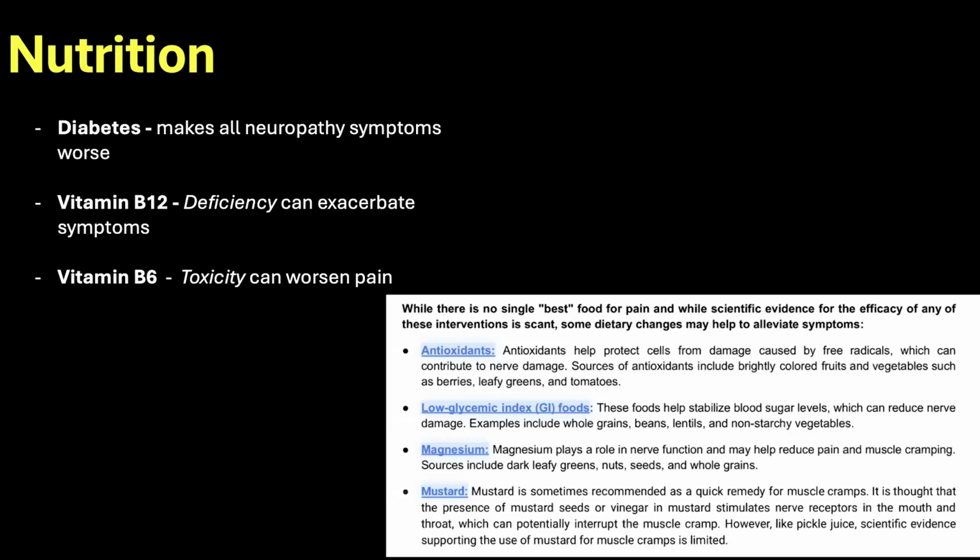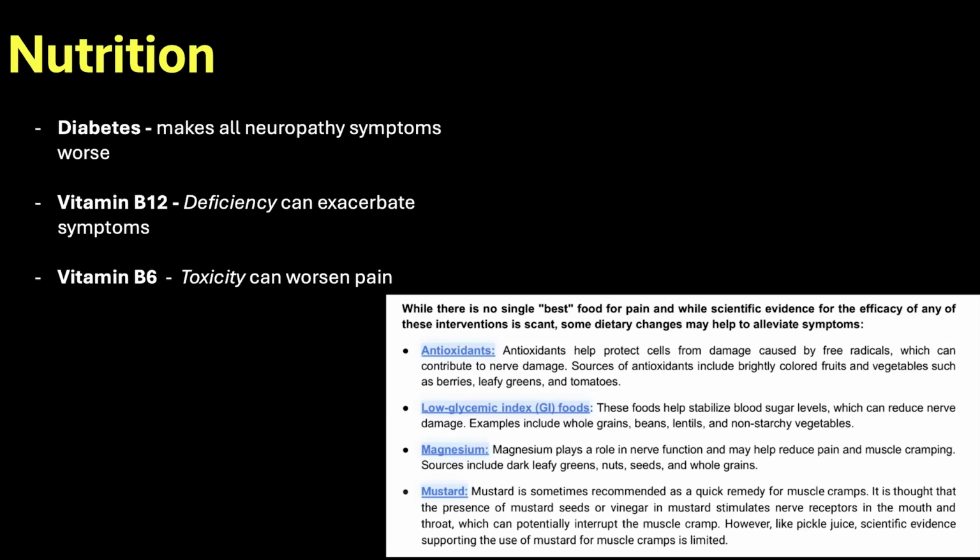But there certainly are diets that we can partake in that can certainly make this worse. So high glycemic index foods are likely to cause diabetes, and diabetes is very likely to make all neuropathy, especially CMT, worse. So pain is generally more severe, and the weakness is generally more severe. So we want to avoid diabetes at all costs.